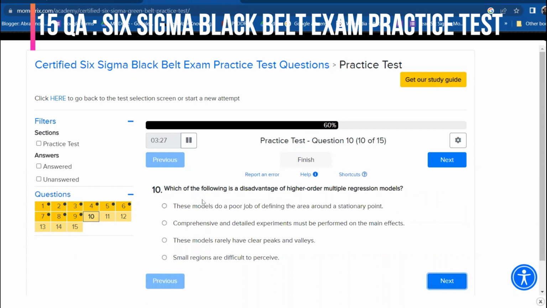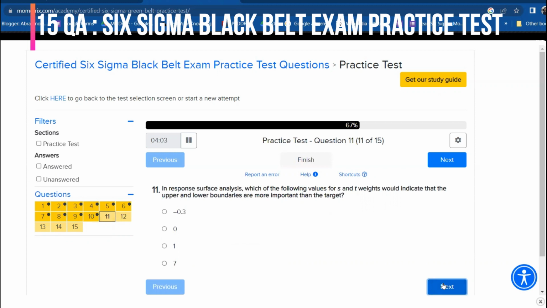Moving to the 10th question. Which of the following is a disadvantage of a higher order multiple regression model? The answer could be that a comprehensive and detailed experiment must be performed on the main effects, because you have multiple variables and you have to do it individually and go in depth to find out whether there are main effects. We can do ANOVA, we can do hypothesis testing and all that. So I think this should be the right answer, and basically we can get to know from the p-value.